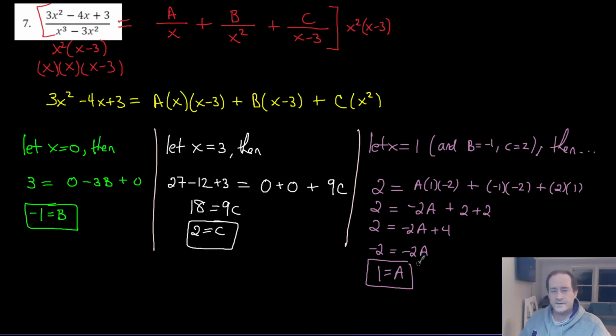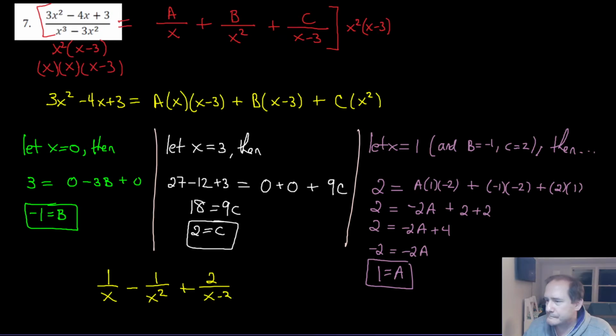I did not get the fly. Alright, let's go back to yellow for our final answer. So a is 1, so we're getting 1 over x. B is -1, so we're getting -1 over x squared. And c is 2, so we're getting 2 over x minus 3. And there's your final answer.